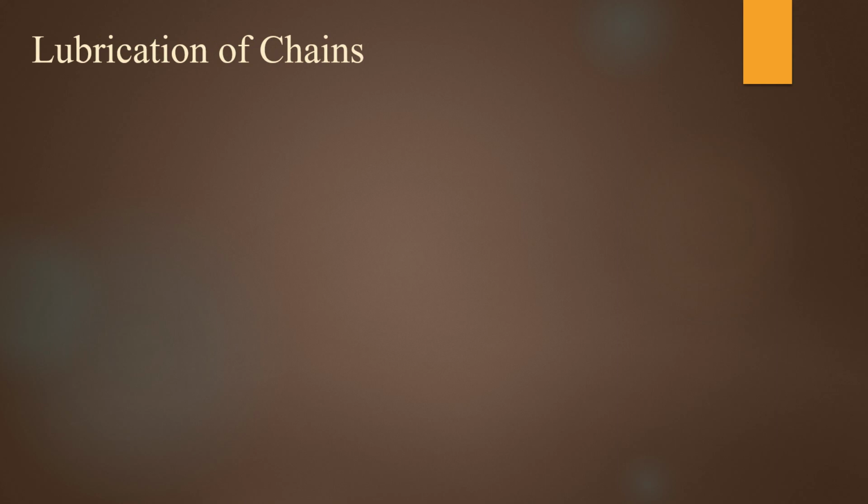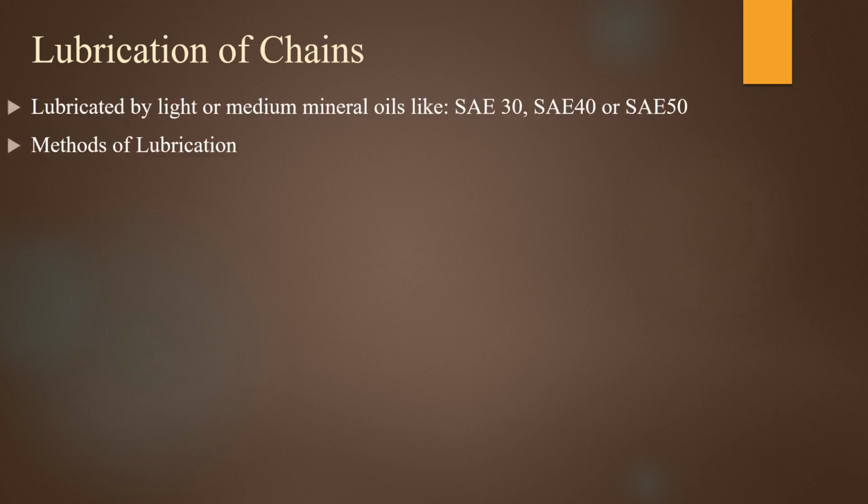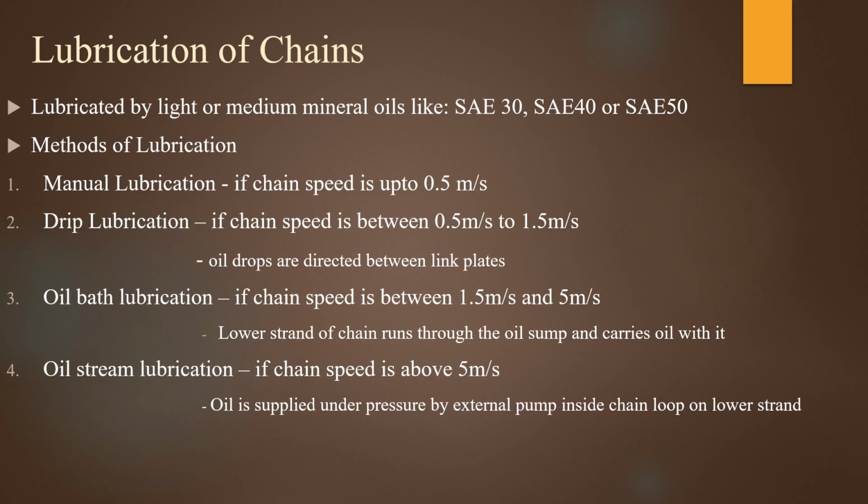Now, as we know the limitation of chain drive, chain drives require periodic lubrication and slack adjustment for smooth operation. So lubrication is necessary for the chains. Chains are lubricated by light or medium mineral oils like SAE 30, SAE 40 or SAE 50. Following are the methods of lubrication. First one is manual lubrication.